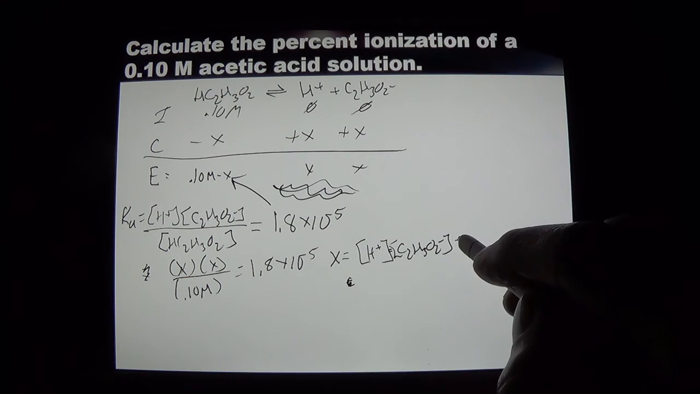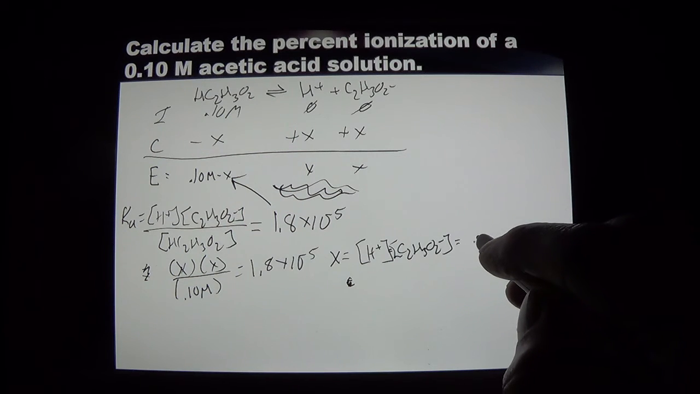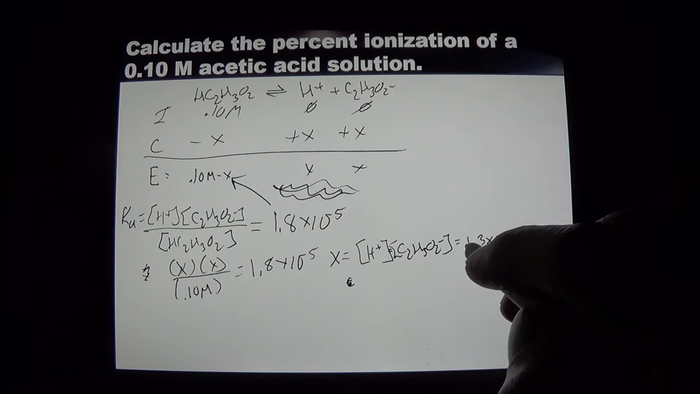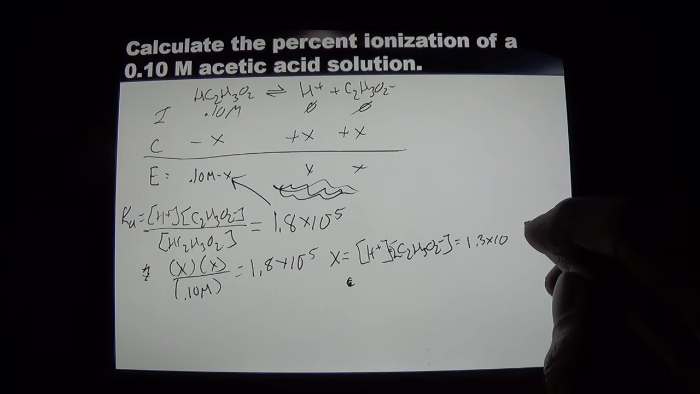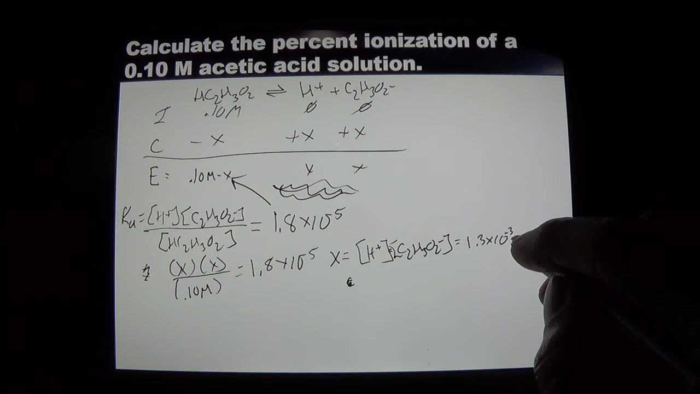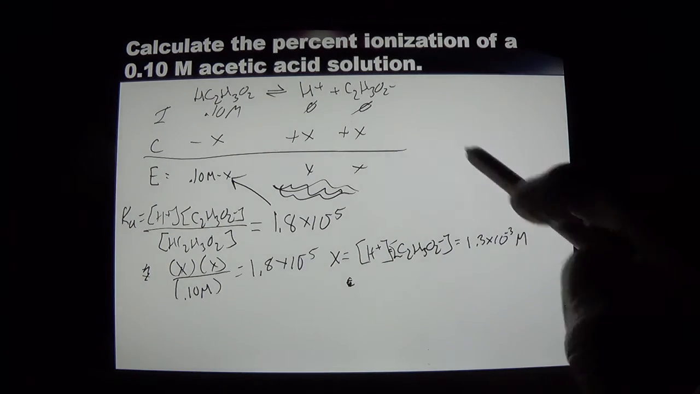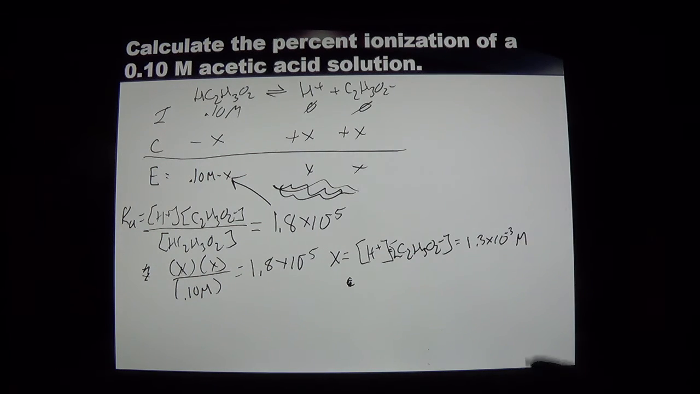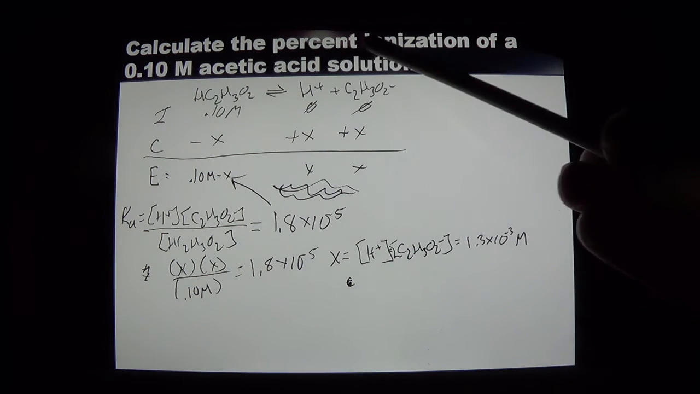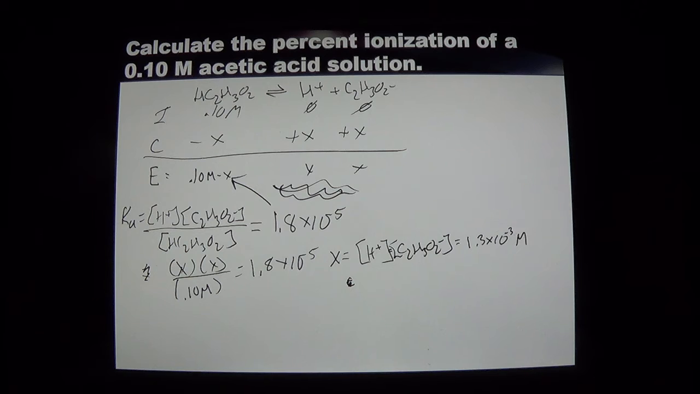Actually, I'd rather have the equal sign over here. Equals... oh my goodness, this is fun. 1.3 times 10 to the negative 3. And it's a concentration, so I want molarity. Okay, so there's my answer... oh wait, no, there's not my answer. I wanted percent ionization, and that is a concentration. Well, I'm on my way.